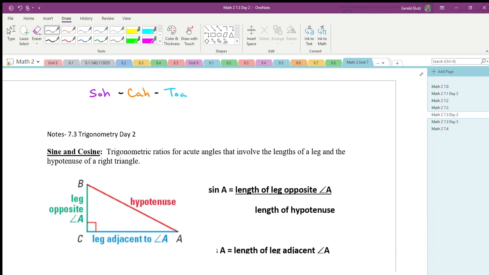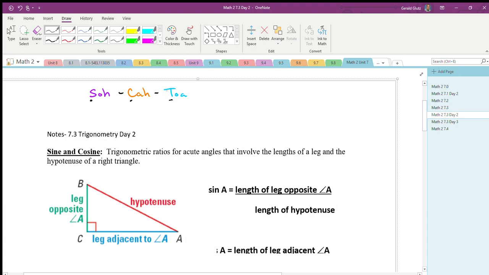Okay, so today we are going to be talking about the SOHCAHTOA thing again. Yesterday we talked about tangent, so that started with a T. Today we're going to be talking about sine and cosine. Sine starts with S, cosine starts with C. So maybe you're seeing where those things are going to be.